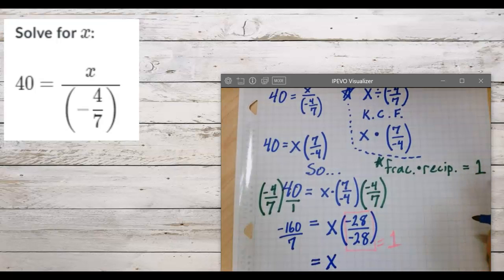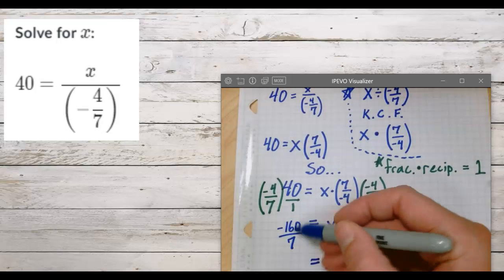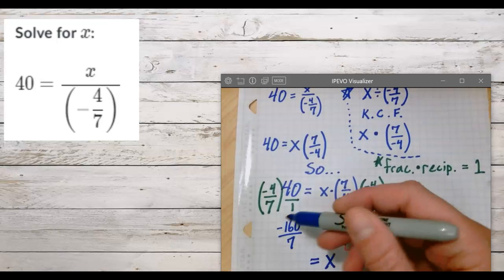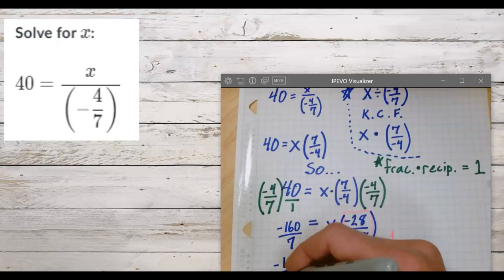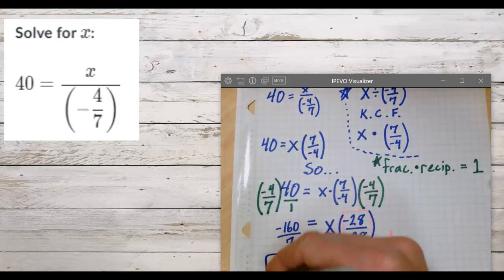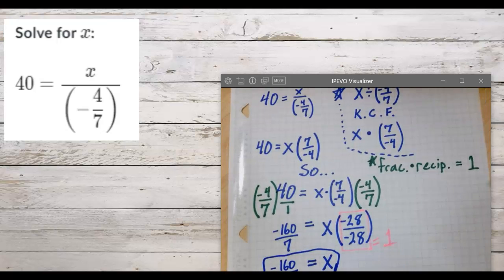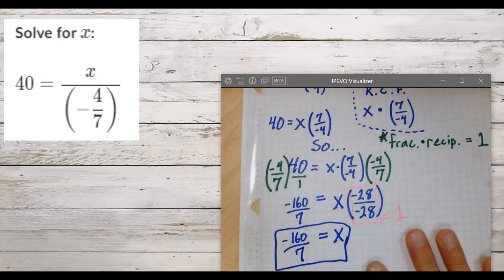And guys, I'll review this problem again like the next time we get together. But without me trying to reduce this, it's just this answer. My answer is that negative 160 over 7. That might be reducible, but I'm not sure.